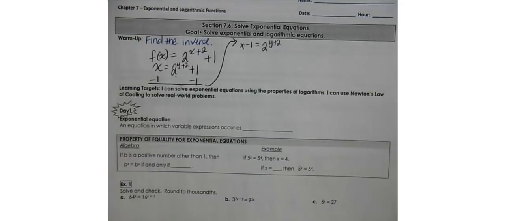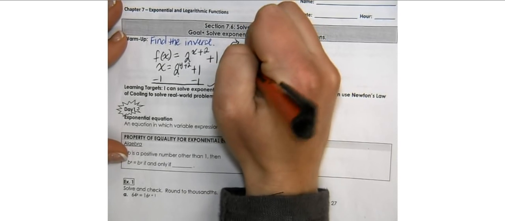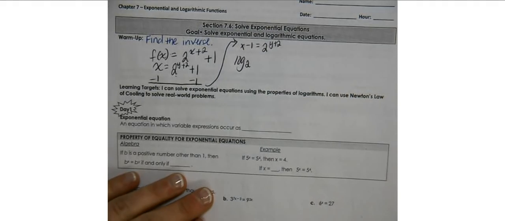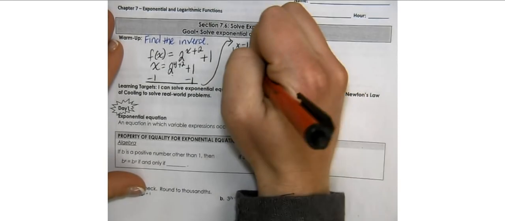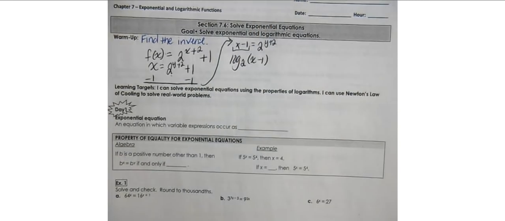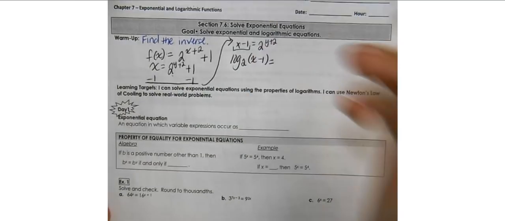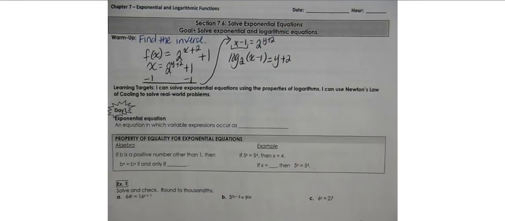So I'm stuck. And whenever you get stuck, we always change our form to logarithmic form, or to the opposite form. So I'm going to change this to the logarithmic form. I have log, my base is 2, so I'm going to write log base 2 of my answer, and my full answer is x minus 1. So I'm going to put x minus 1 into parentheses just to show that I am taking the log of the entire quantity. And this is going to be equal to my exponent. My exponent is y plus 2. So now I'm going to get y alone by subtracting 2 on both sides.